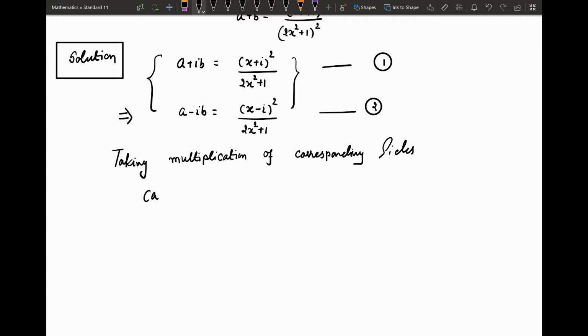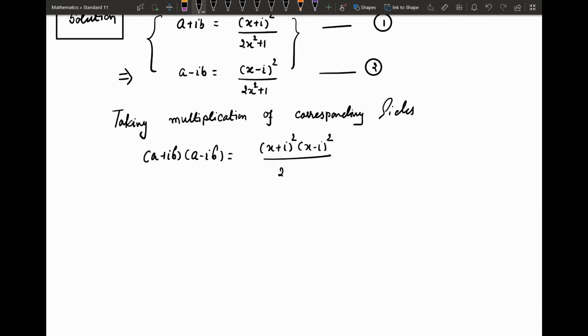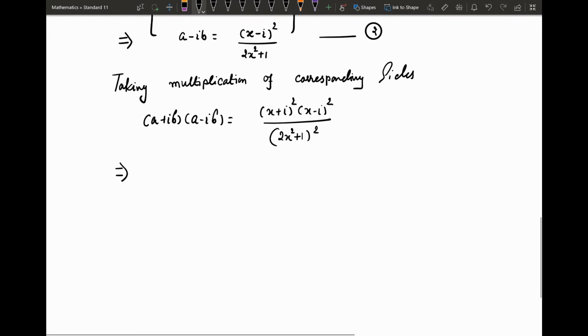So left hand side a plus ib into a minus ib equal to right hand side (x plus i) whole square into (x minus i) whole square, while in denominator 2x square plus 1 into 2x square plus 1, so (2x square plus 1) whole square. Now let us simplify a plus ib into a minus ib.